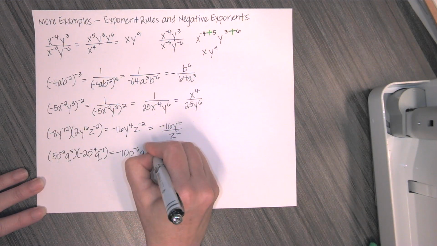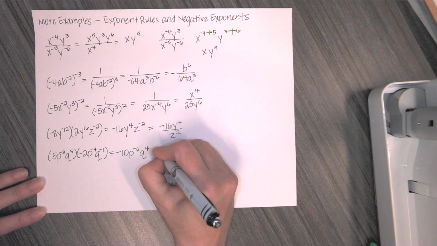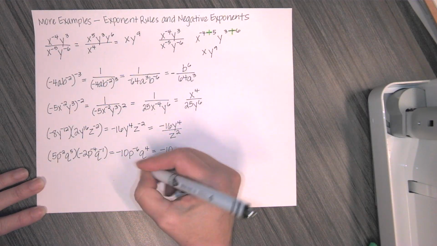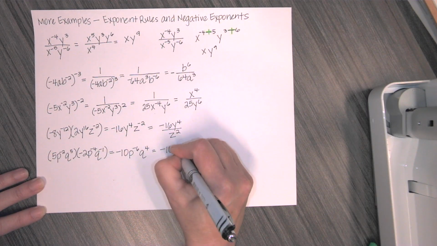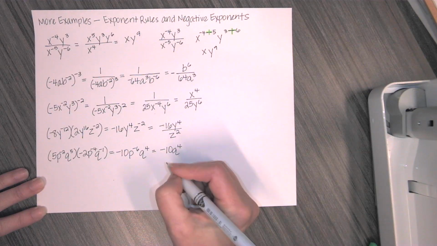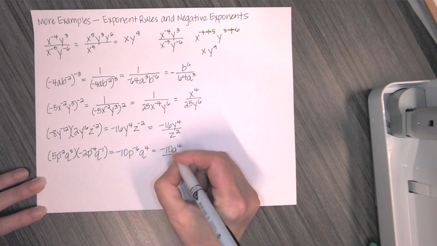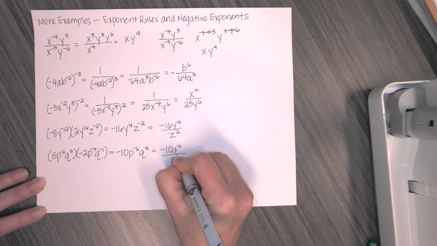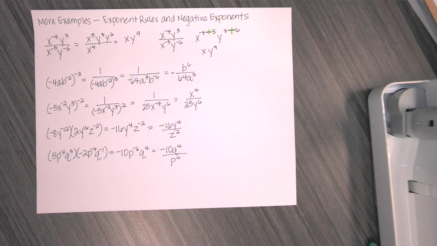Okay, once again, a negative coefficient is not a problem. Leave negative 10 alone. He's good. Q to the 4th is fine. It's that p to the negative 6 that needs to move to the bottom and be p to the positive 6.